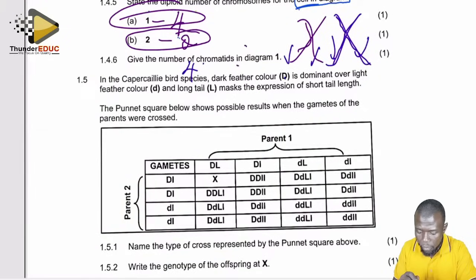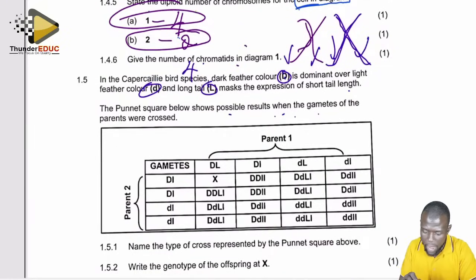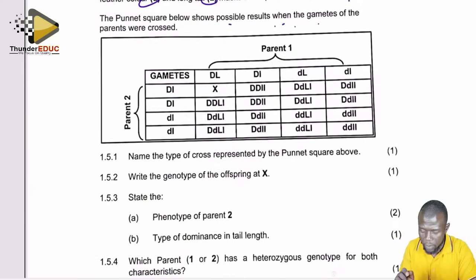In this bird species, dark feather color, capital D, is dominant over light feather color. And then long tail masks the expression of the short tail. They are saying that the square below shows the possible results when the gametes of the parents were crossed. So if they are crossed, they are saying to name the type of cross shown in the diagram above.